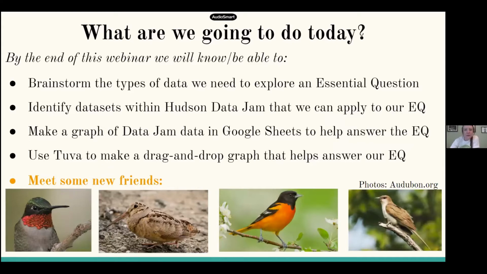Well, here we go. So I want to give you a quick overview of what we're going to do today. We are going to brainstorm the types of data we would need to explore an essential question, which will be revealed soon. We're going to identify some data sets within the actual Data Jam page that you can use for answering our question. And we're going to make a graph in Google Sheets. And then using TUVA, which is an interactive software that's super easy to use with students because everything in there is drag and drop. And I'm hoping that one of our bonus activities today is we're going to make some new friends, learn about some birds as we explore an essential question.